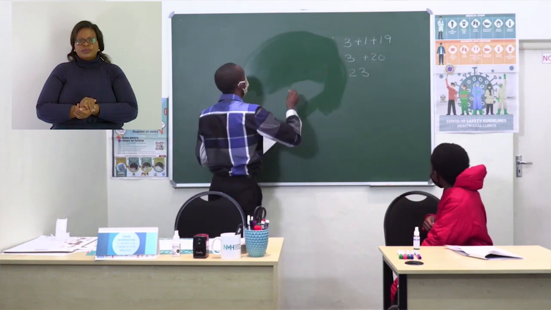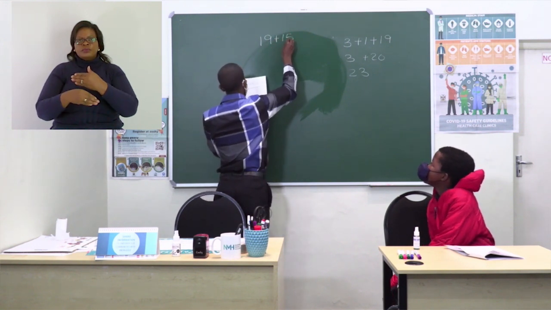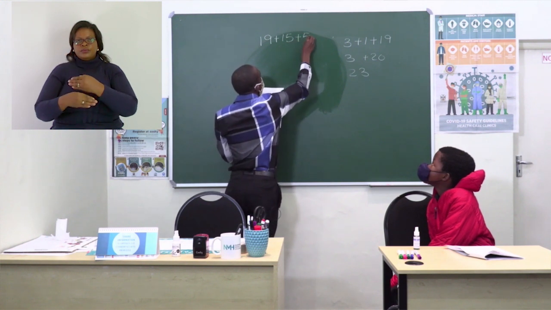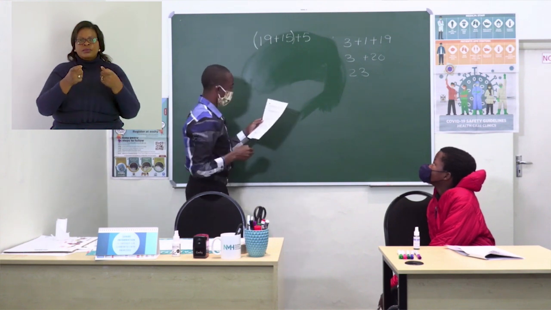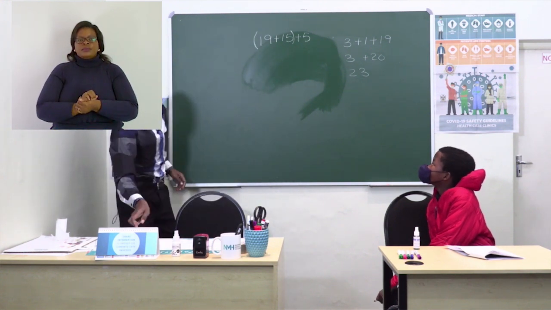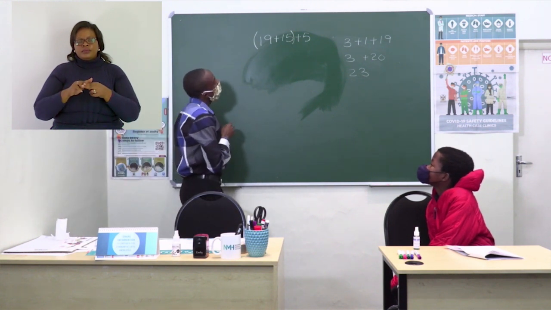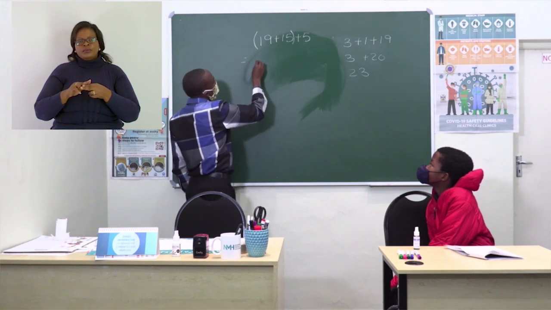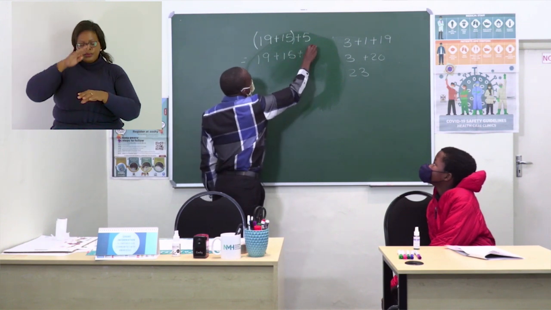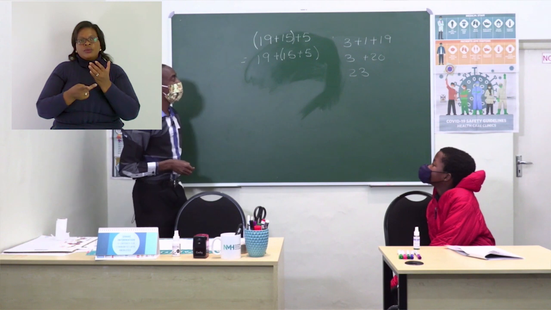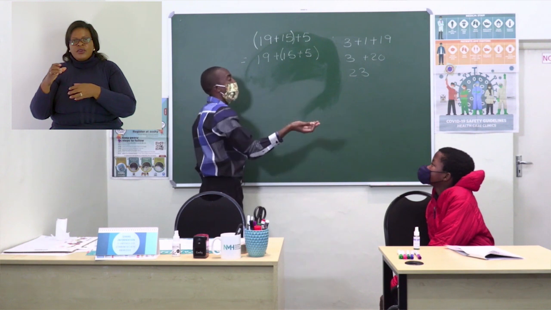So we have 19 plus 15 plus 5, and here we have a bracket. So I'm going to use the associative property of addition. I'll put this 15 plus 5 in the bracket. Why? So that when I add this, I have a decade number.